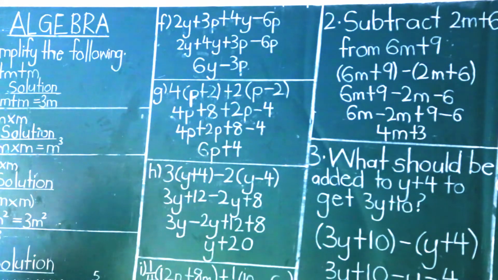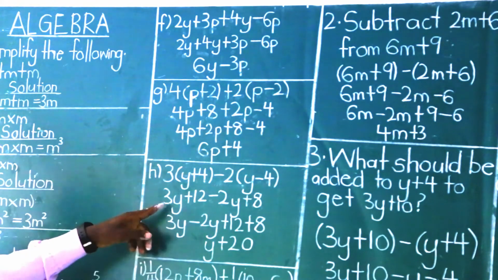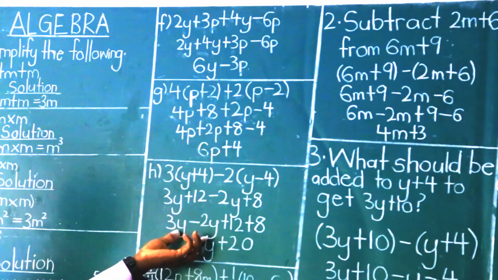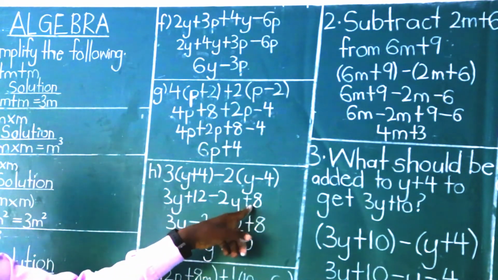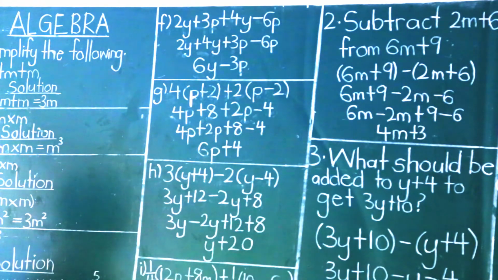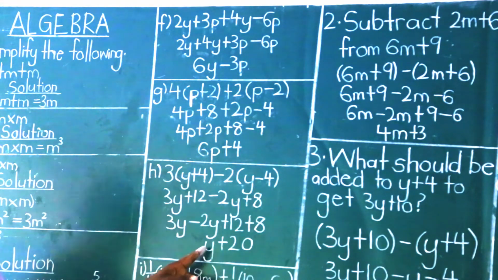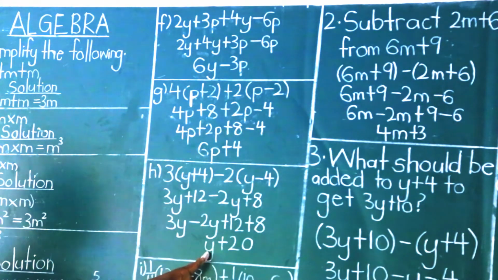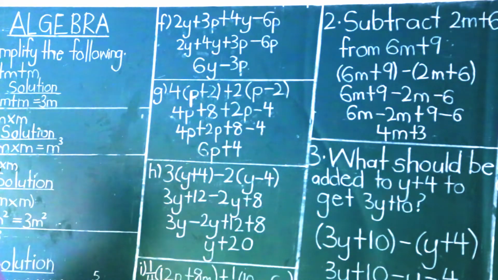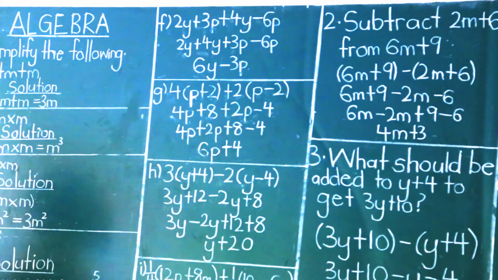And then one gathers the y's together and those without y's. So we say 3y minus 2y as it is here, plus 12 plus 8 as it is here. Before you finally simplify, that 3y minus 2y remains with a single y, which single is written as y. Never write 1y, please never write 1y. Algebra doesn't say 1y, 1x.